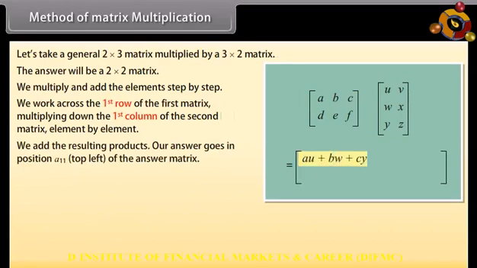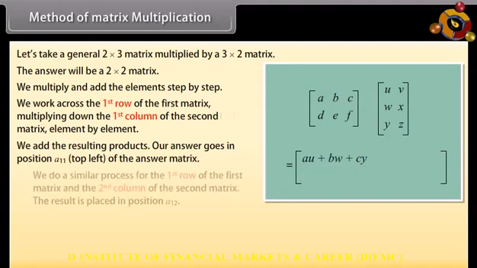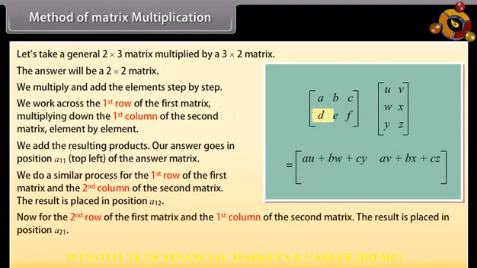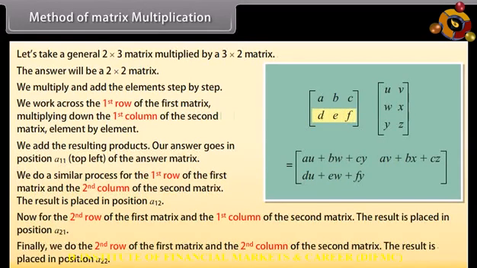Our answer goes in position a11, that is the top left of the answer matrix. We do a similar process for the first row of the first matrix and the second column of the second matrix. The result is placed in position a12. Now for the second row of the first matrix and the first column of the second matrix, the result is placed in position a21. Finally, we do the second row of the first matrix and the second column of the second matrix. The result is placed in position a22.